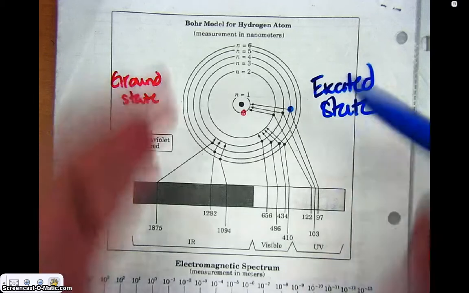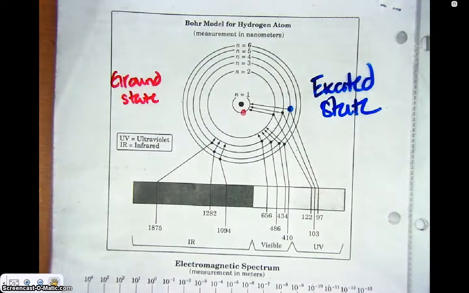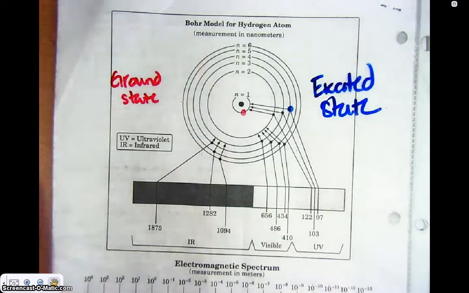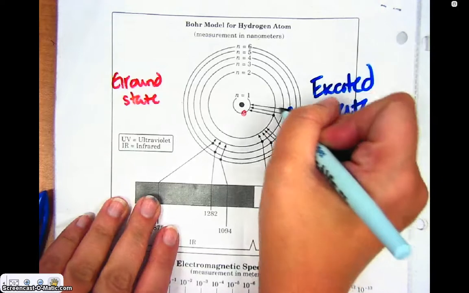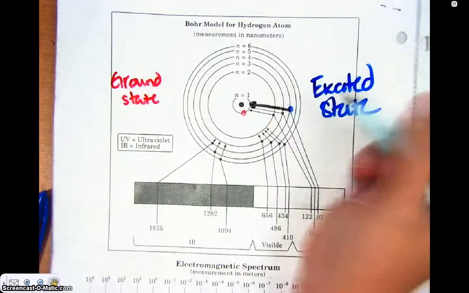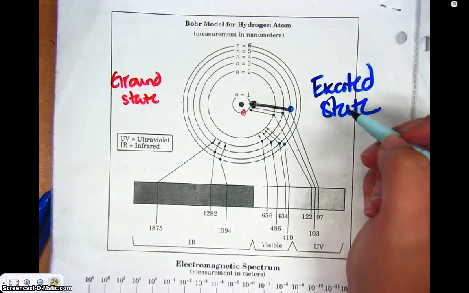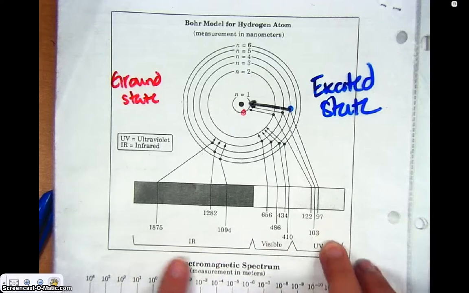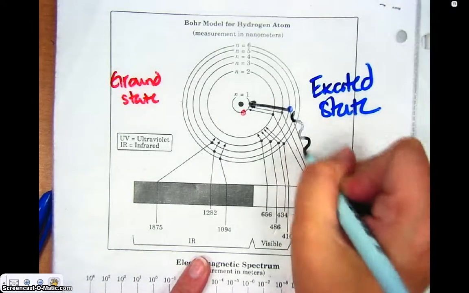Now, when you excite the electron, it takes energy in. It absorbs energy. So when that electron is then going to drop back down to its ground state, that energy has to go somewhere. So if it drops back down, how does it get rid of that energy? It releases it in the form of a light wave. So these down here correlate to the wavelengths. So something with a small wavelength or a high frequency light, you know, right here.